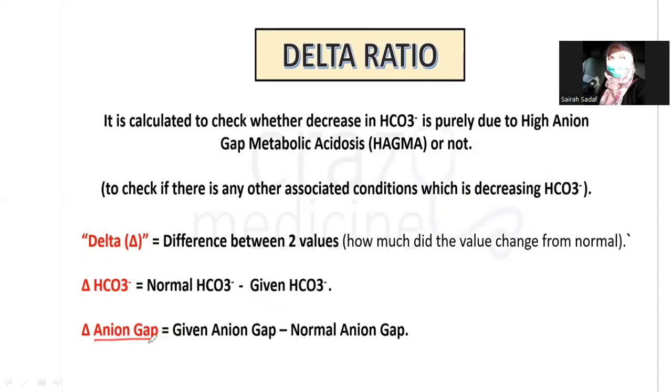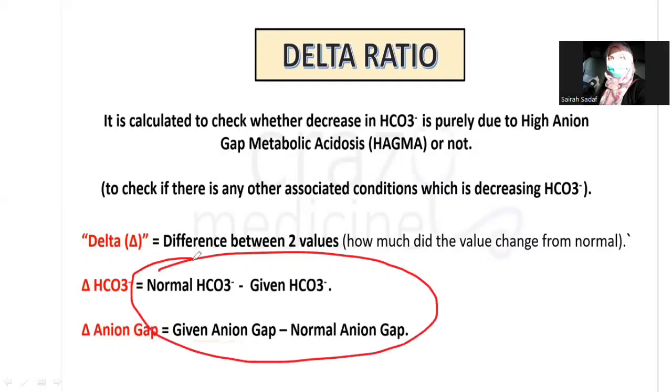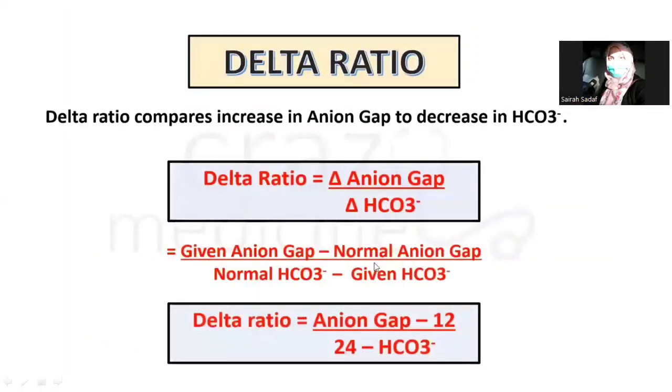Delta anion gap means the difference between the given anion gap and the normal. We know the normal anion gap is 12. The given anion gap is the one we calculate from the values of sodium, chloride, and bicarbonate. After getting these values, we put them in the formula and get a result. Now, this is the formula. Delta ratio is the difference of the bicarb values divided by the difference of the anion gap.